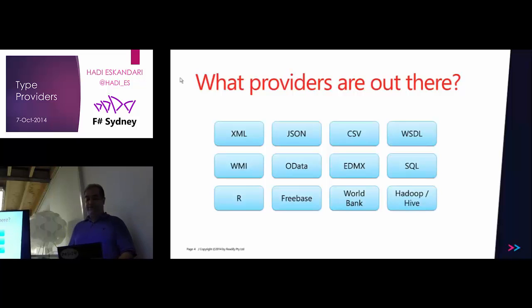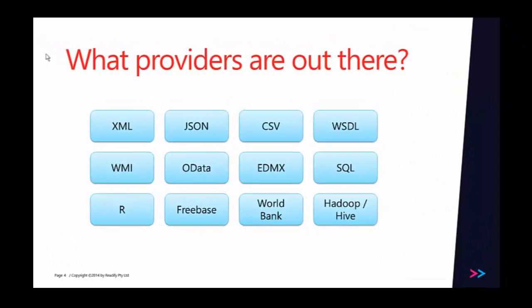So there are quite a few type providers out there. The basic ones would be XML or JSON or CSV, and some other type providers are for WSDLs or OData or EDMX. Those are kind of like the way that you use it in C#, like the way you generate types based on a WSDL. It would do the same thing but at runtime for you. But there are other more advanced scenarios where you interface with R, which is a language to work with data, which data scientists mostly use, or when you want to interface with Freebase or World Bank, as I said, or Hadoop or Hive data sources.